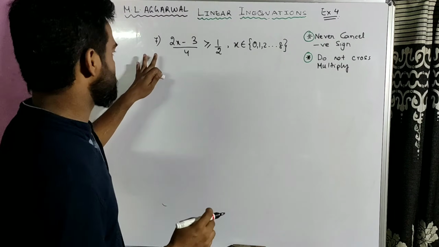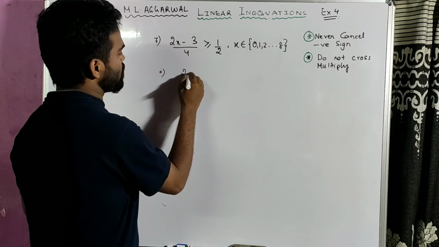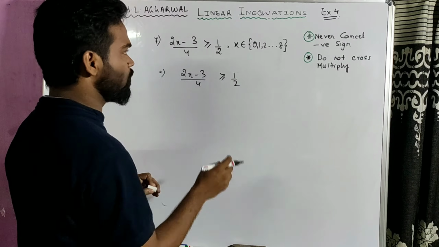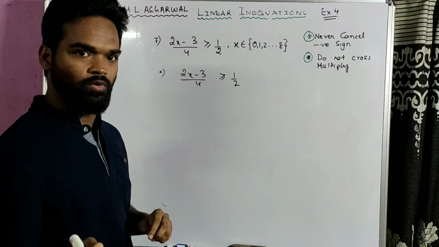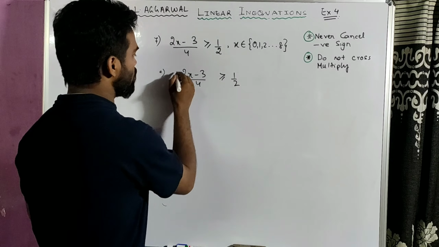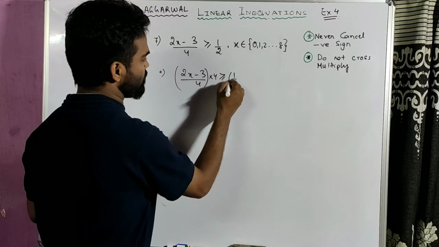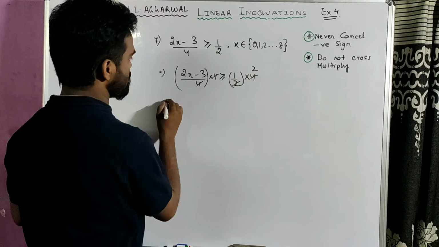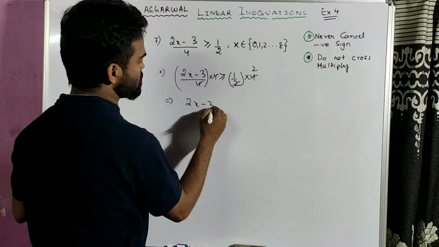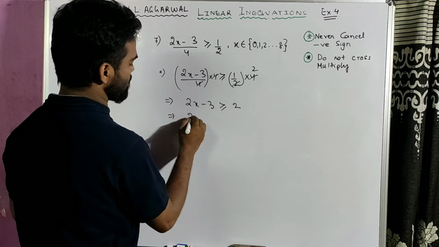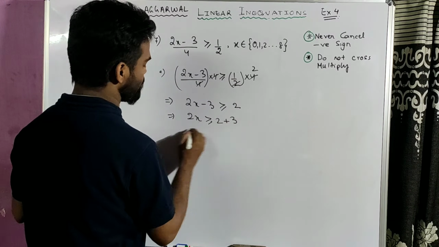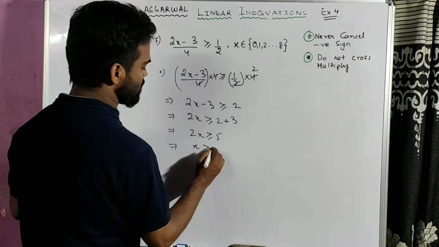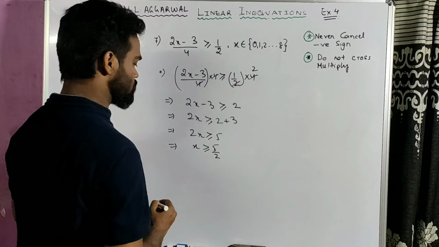Now look at sum number 7. What they've given, (2x minus 3) by 4 greater than or equal to half. Do not cross multiply. What we'll do, 4 and 2, the LCM is 4, so we multiply both sides by 4. So can we write this multiplied by 4 and this multiplied by 4? This cancels out to 1 time, to 2 times. So this becomes 2x minus 3 greater than or equal to 2, which means I can write 2x greater than or equal to 2 plus 3, which means 2x greater than or equal to 5, which means x greater than or equal to 5 by 2.